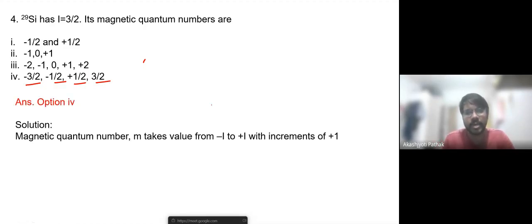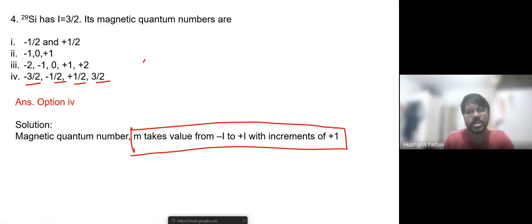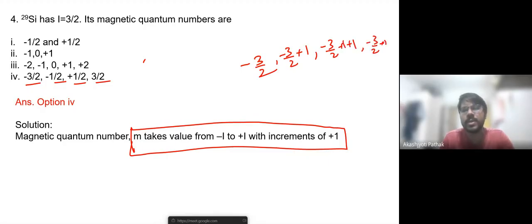With increments of 1. So remember, M takes values from minus I to plus I with increments of plus 1. So you take minus 3 by 2, then you add plus 1 to this, then again plus 1, and again plus 1, till you get the value plus I, from minus I to I.